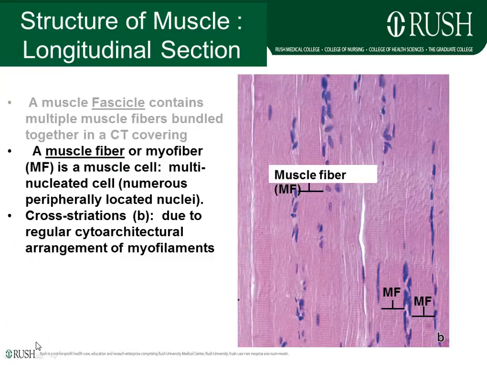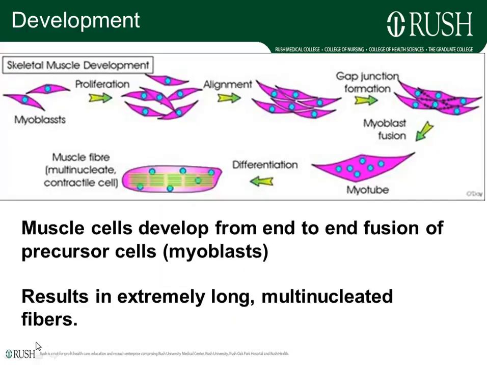At a little bit higher magnification, you can see a muscle fiber or myofiber, which is a multinucleated cell. These cells have peripherally located nuclei as well as cross striations due to the regular arrangement of those myofilaments inside of them. Those two features of peripherally located nuclei and striations make this particular tissue a little bit more easily identified. How does that kind of a structure come about?